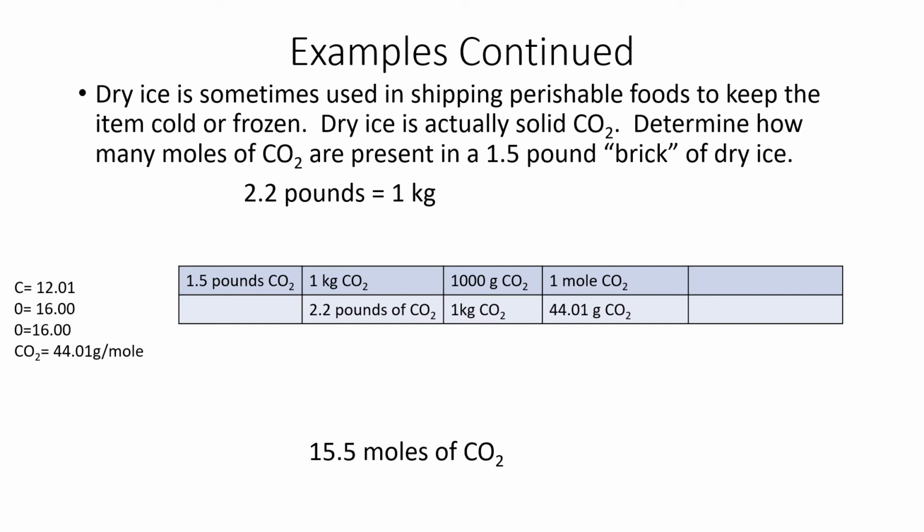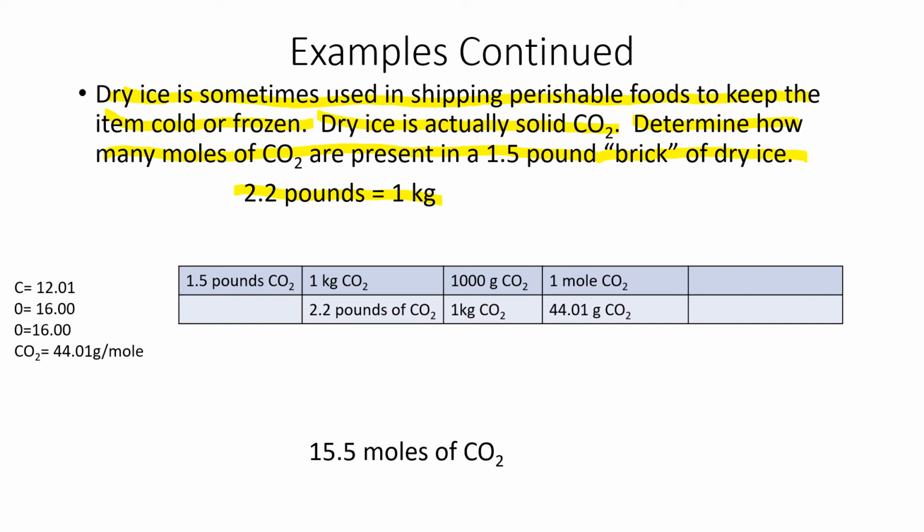We kind of put both those pieces together in an example. Dry ice is sometimes used in shipping perishable foods to keep the item cold or frozen. Dry ice is actually not ice at all. It's actually just solid CO2. It's solid carbon dioxide. We want to determine how many moles of CO2 are present in a 1.5 pound brick of dry ice. And we'd be given some useful information, 2.2 pounds in 1 kilogram.